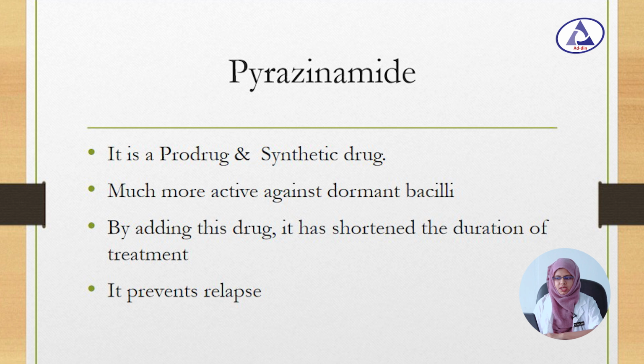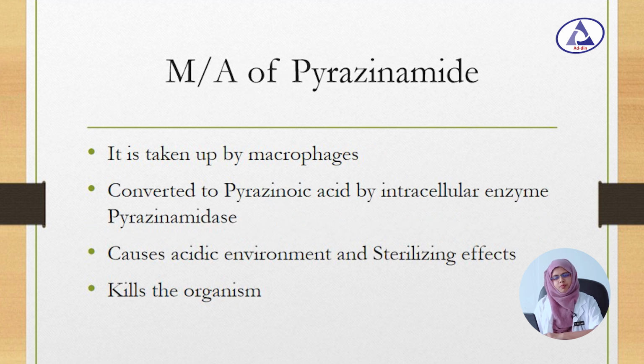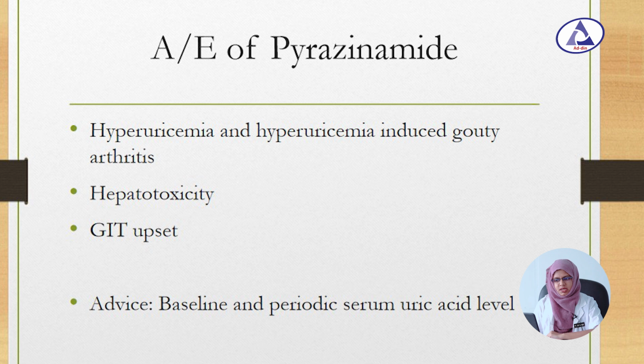Pyrazinamide: it is a prodrug and synthetic drug, much more active against dormant bacilli. By adding this drug, it has shortened the duration of treatment. It prevents relapse. Mechanism of action of pyrazinamide: it is taken up by macrophages, converted to pyrazinoic acid by the intracellular enzyme pyrazinamidase, causes an acidic environment and sterilizing effect, and kills the organism. Adverse effects of pyrazinamide: hyperuricemia, hepatotoxicity, GIT upset.